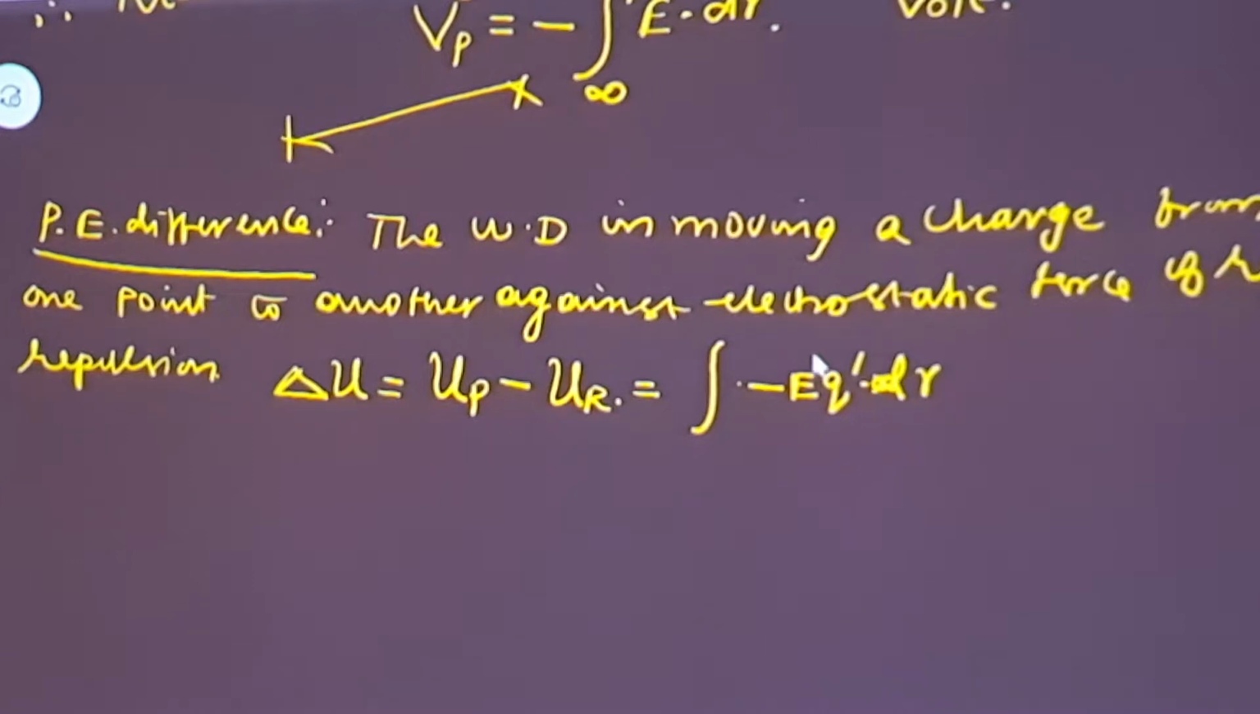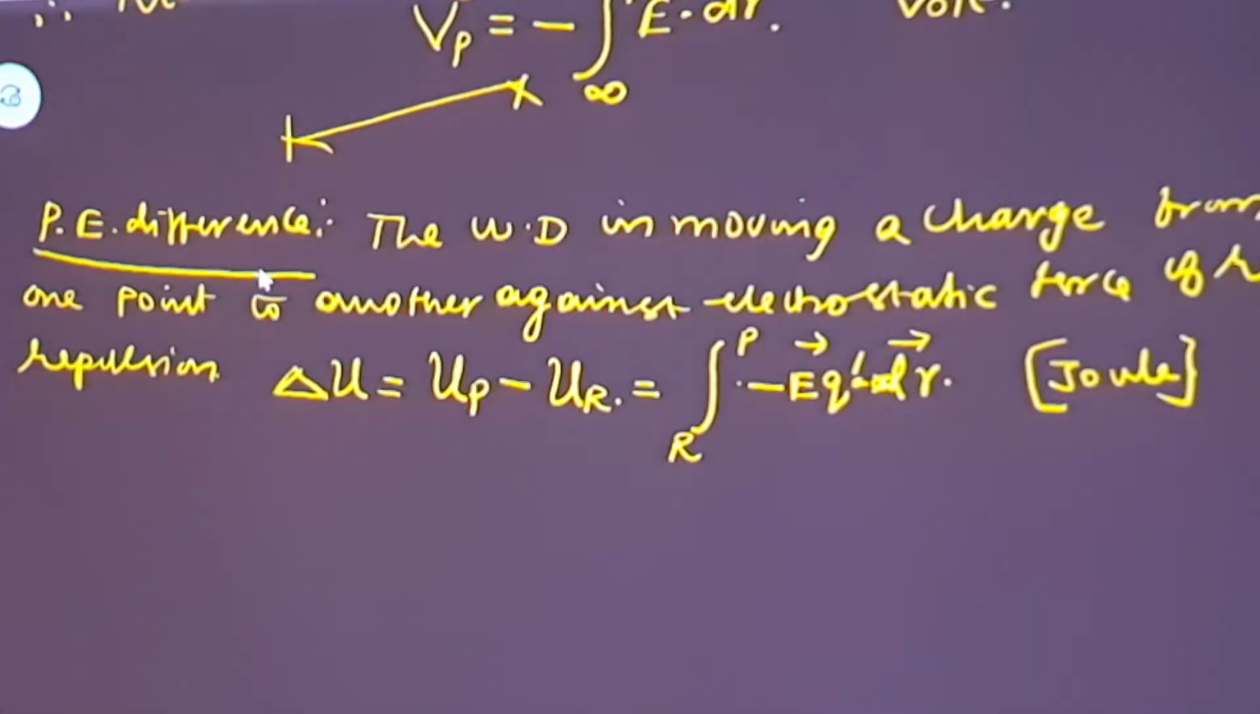Here the multiplication is dot product. So work done we are saying as F dot S. So E into Q dash dot dr vector, and it is moved from R to P. The potential energy is nothing but work done or energy, so it is measured in terms of a unit joule.